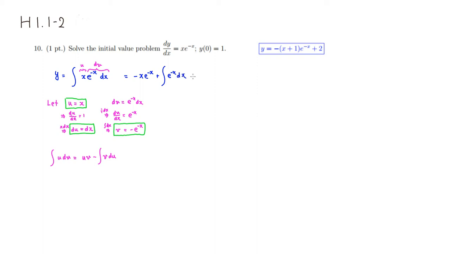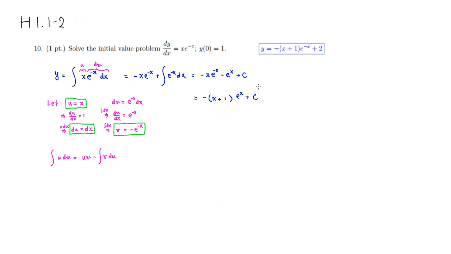Then this is going to be equal to negative x e to the negative x. The antiderivative of e to the negative x is negative e to the x, then you have plus some constant c. Then I'm going to factor out the negative sign and also e to the x from the first two terms. So you're going to have x from the first term, and 1 from the second term, plus some constant c.